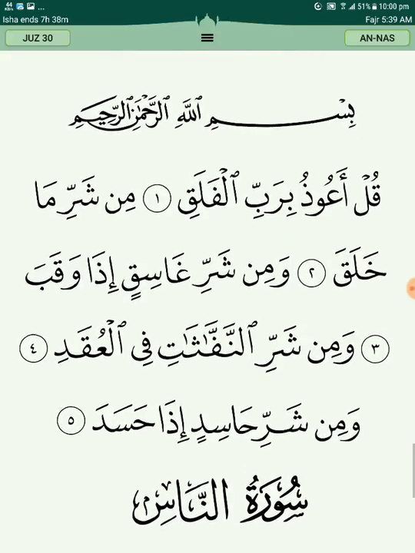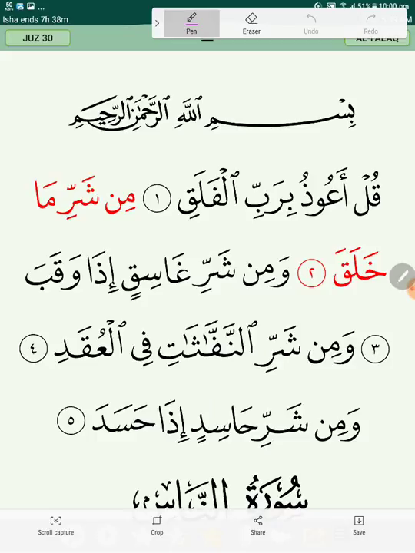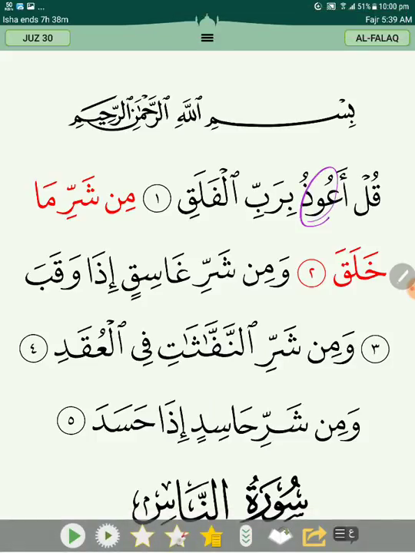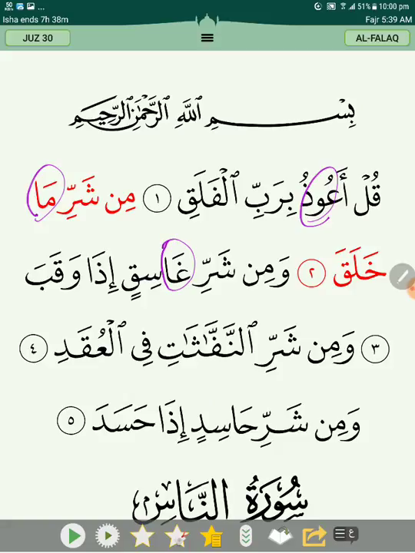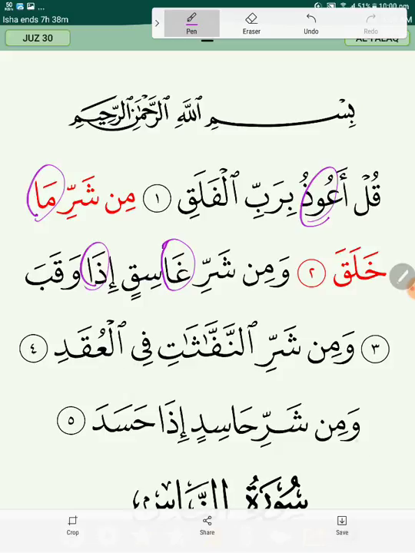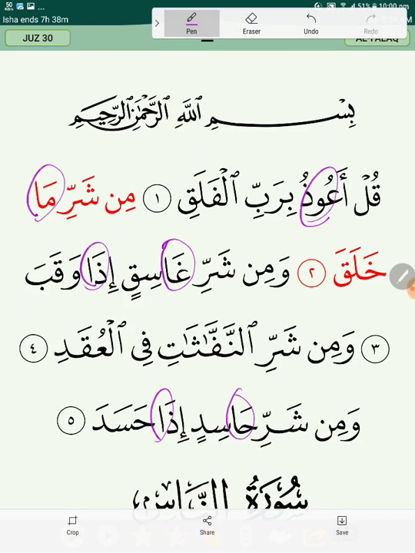Coming to Suratul Falaq. Bismillahir Rahmanir Rahim. Qul a'udhu. Similarly, as mentioned here, a'udhu madul asli bi rabbil falaq min sharri ma khalaq. Ma, now you know why it is the madul asli, khalaq. Wa min sharri ghasiqin, here, idha waqab, wa min sharri n-naffathati fil uqad, wa min sharri hasid, here madul asli, idha madul asli hasad.